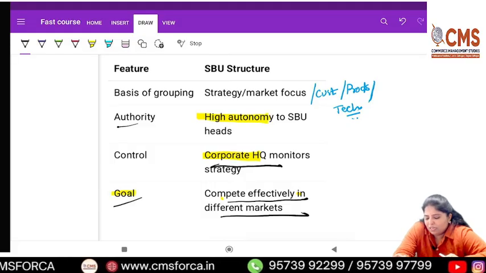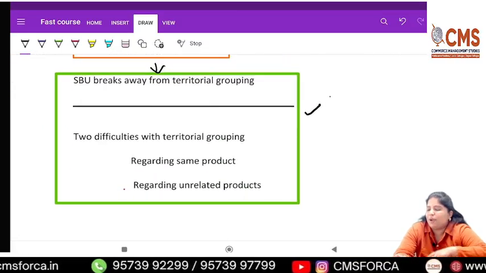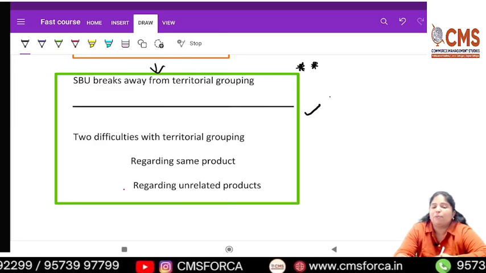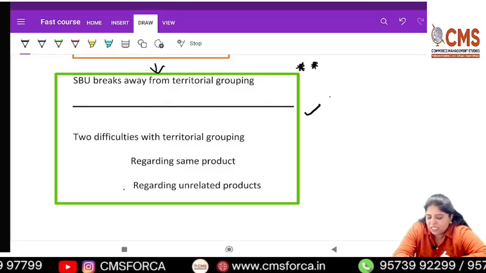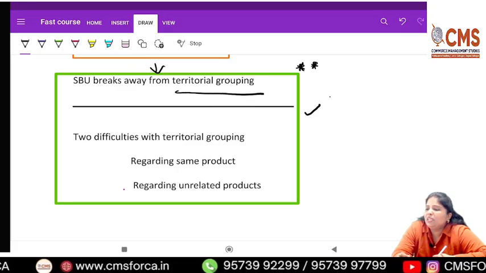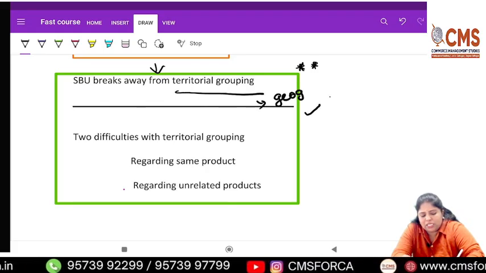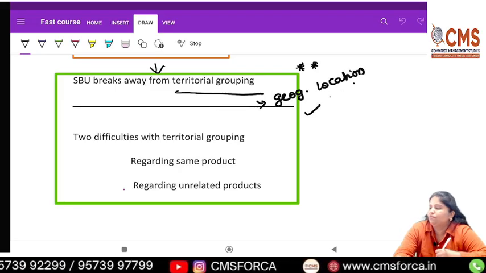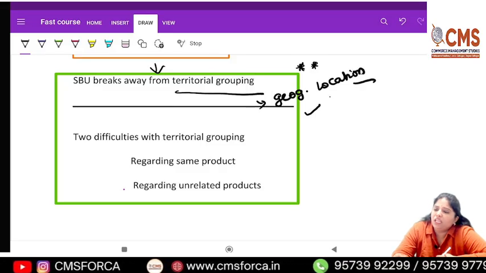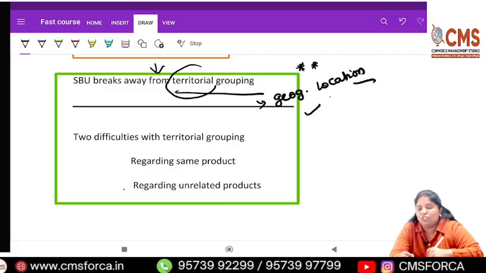Now, having completed this, we are going to discuss this part. You can expect a question only on this part. How does SBU break away the drawbacks of territorial grouping? Now, what do you mean by territorial grouping? You are grouping only on the basis of geographical location. Hope that explains the term territorial grouping, right?